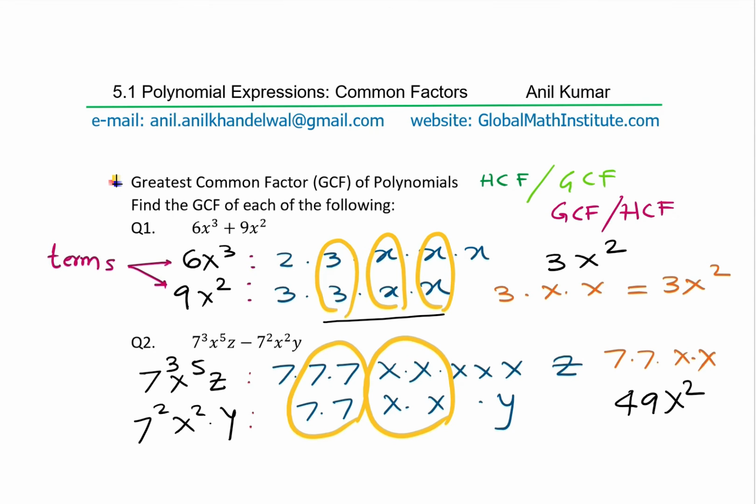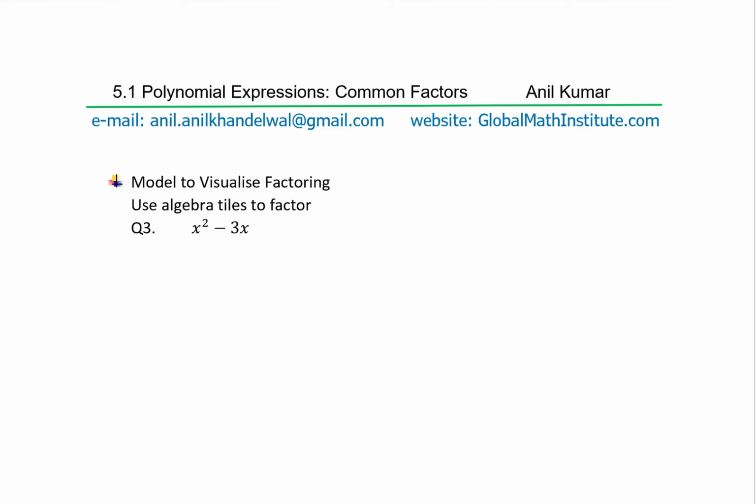Now let's use this technique in factoring. Well, before that, let's look into how to model or visualize factoring. We used algebraic tiles earlier to expand, that is to multiply the polynomials. In this case, we'll see the reverse process. So the question for you is, use algebra tiles to factor x squared minus 3x. Now, how can we do that? Well, x squared means we're looking for 1 square, and that is x squared, right? 3x means these are your 3x's. That is how we have our tiles here, 3x's.